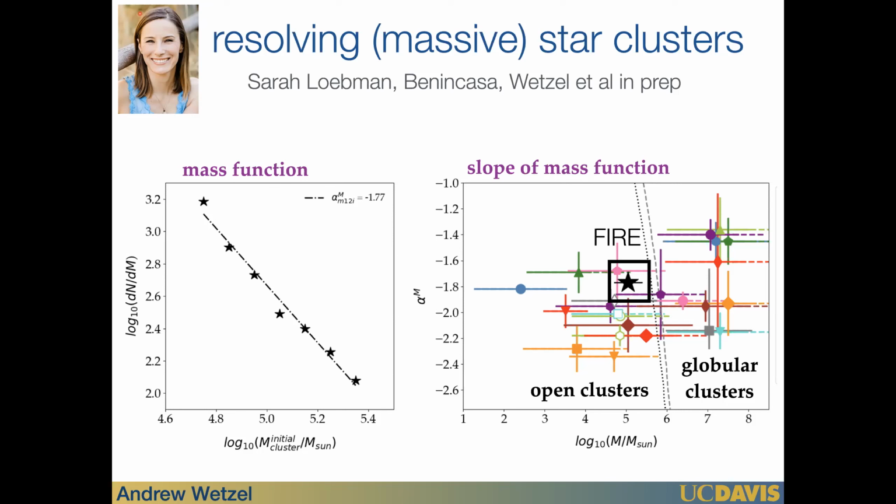Now, we're not able to resolve typical star clusters here. These are very much the massive end of the star cluster population. You can see they basically sit near the boundary between open clusters and nearby globulars. So we're not yet at the point of getting down to typical star clusters, but we are resolving massive star clusters and even up to globular-like things.